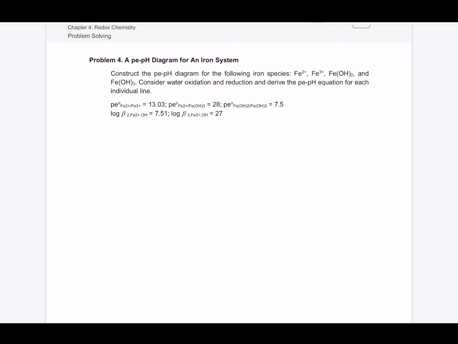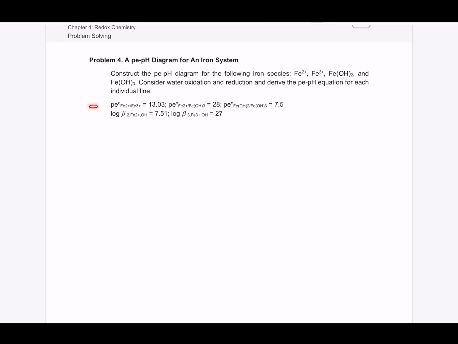So, as I mentioned in the homework and also in the class, when it comes to a metal, there are tons of possibilities, tons of different ligands, tons of different precipitation. So the best idea is to stick with what is given and just derive our equations or our lines in the PE-pH diagram based on only the information that is given. No more, no less. So here we are given 3 species of iron: iron 2+, 3+, and iron hydroxide.